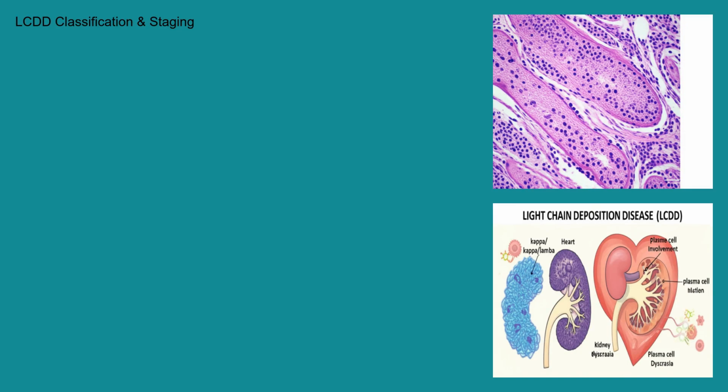While LCDD doesn't have subtypes in the traditional sense, it's crucial to classify it based on the type of light chain involved, kappa or lambda, and the presence or absence of an associated plasma cell disorder. The severity of organ involvement, particularly kidney damage, is also an important factor in determining the stage and prognosis of the disease. Identifying any underlying hematologic disorders is paramount for tailoring treatment strategies.